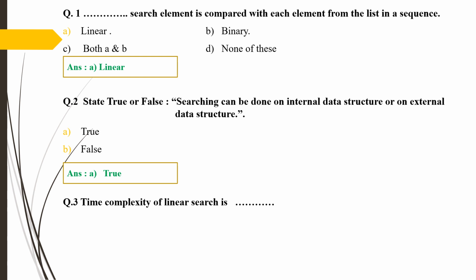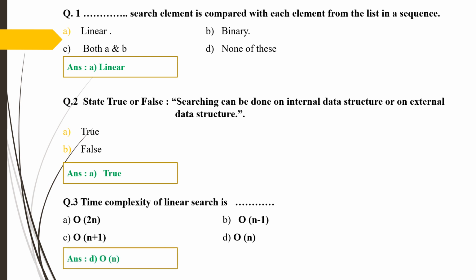Last question is time complexity of linear search is. First option O(2n), second option O(n-1), third option O(n+1), last option O(n). So O means simple big O notation and n is the number of elements in the list. So answer of this question is O(n). So the time complexity of linear search is O(n).